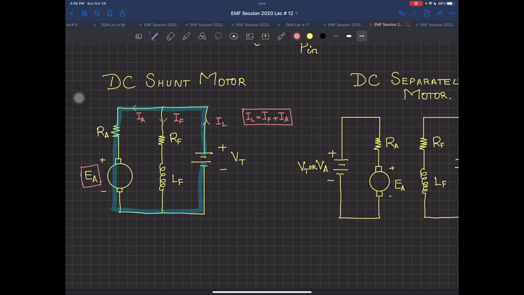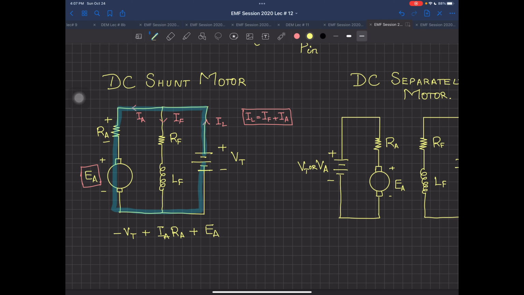If I want to write down the KVL equation, it's very simple. If I start from this side, I have minus VT, and then if I come back, I have plus IARA, because the current is flowing from the positive side towards the negative side. So I am assuming the current is flowing in this direction. So this is plus IARA, and then this is plus EA, for obvious reasons, because this is the back EMF, trying to oppose the applied voltage, because there is a generator phenomenon taking place.